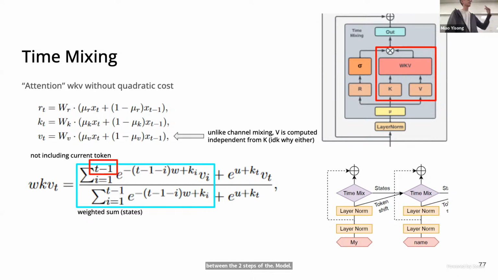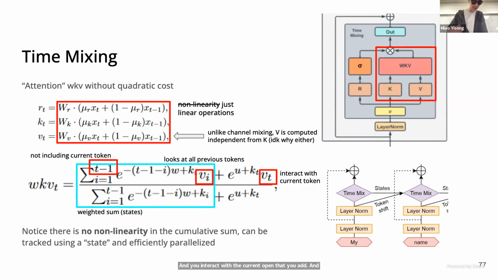The first thing to notice is that the summation doesn't include the current token; it's all previous tokens. So it's like a state where you look at basically all the previous tokens and interact with the current token you're at. Because there is no non-linearity in these operations, it's just a cumulative sum of all previous states. This cumulative sum can be tracked using a state and passed on to the next iteration.